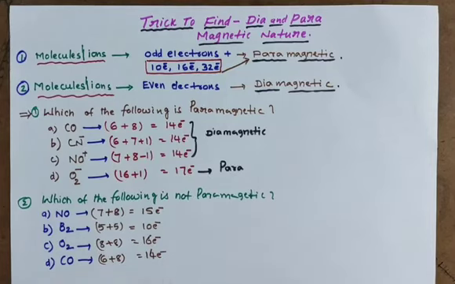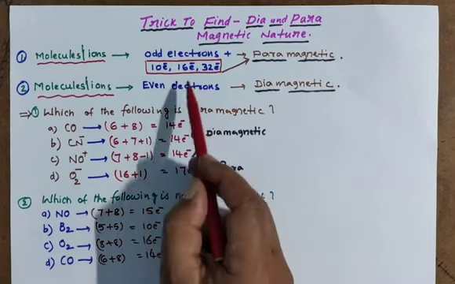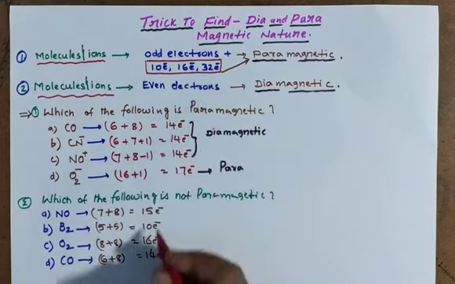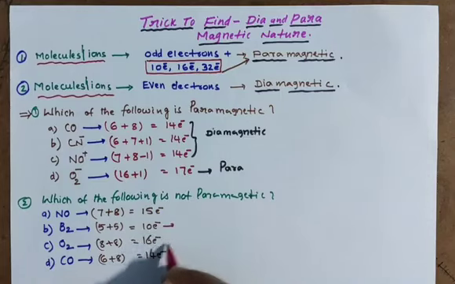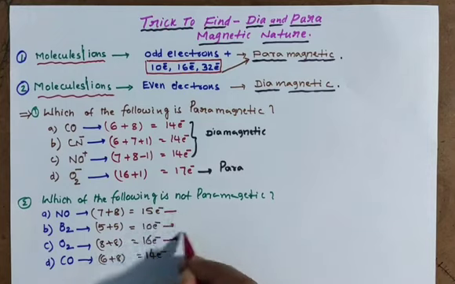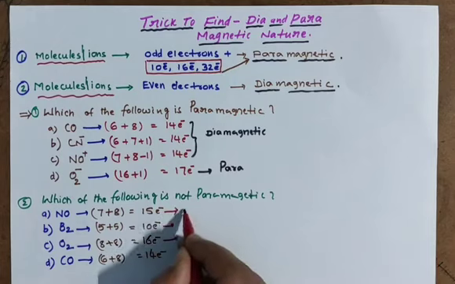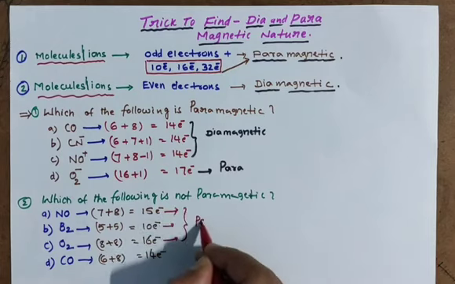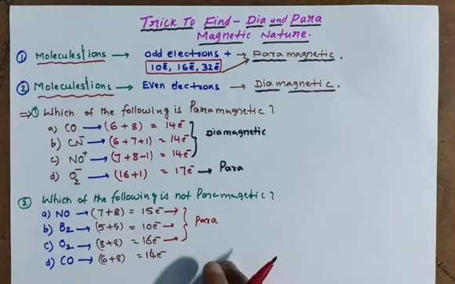But some exceptions are there. 10 electrons and 16 electrons are also paramagnetic. So this is para, this is para. And 14 electrons, 15 electrons: 15 electrons is para. So this is now paramagnetic. And now go here, this one is dia.